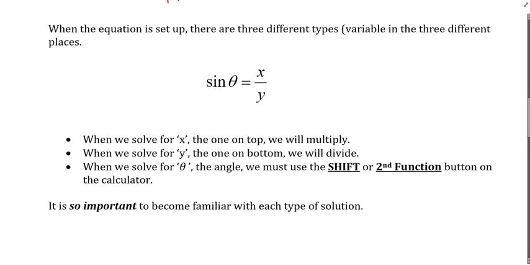Okay. Again, you don't have to write this down. So when we set up an equation, it always looks like this. Sine theta equals x over y, opposite over hypotenuse, or whatever those work out to be. Numbers or variables. There's three positions in this ratio for a variable. Angle is a variable. You might know it or you might not. The side length on top is a variable. You might know it, you might not. The side length on bottom is a variable. You might know it, you might not. As long as you have two of them, you can find the third.